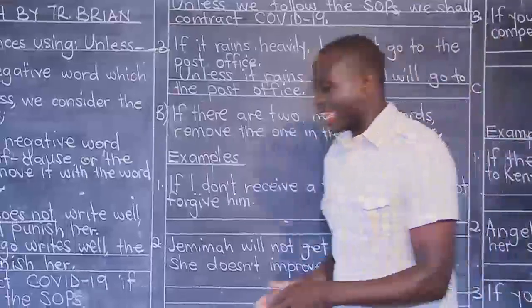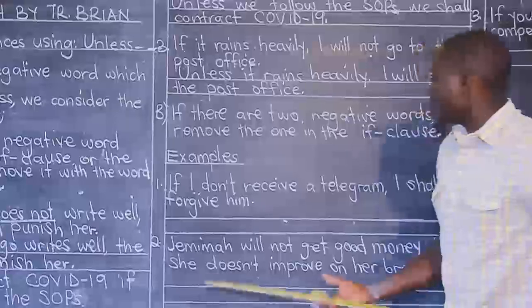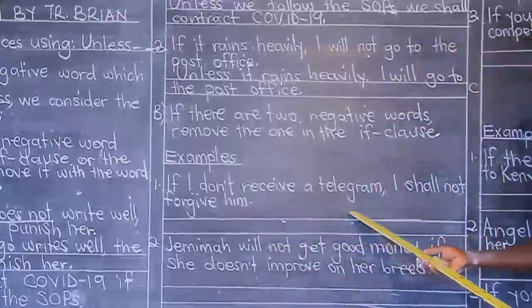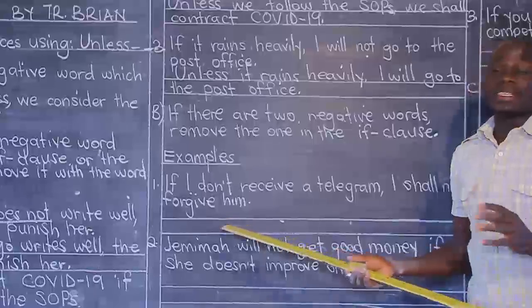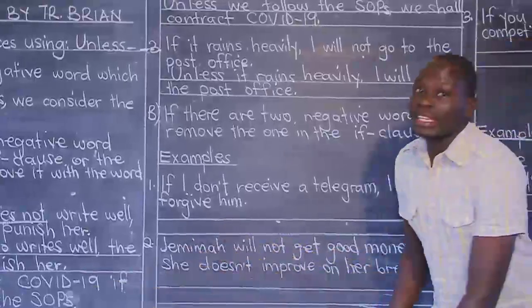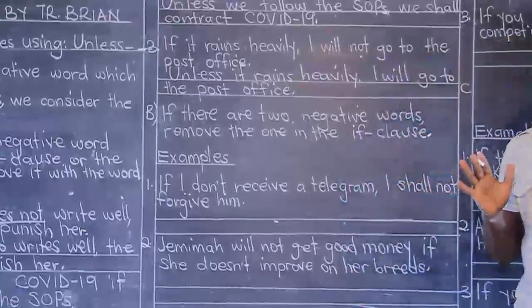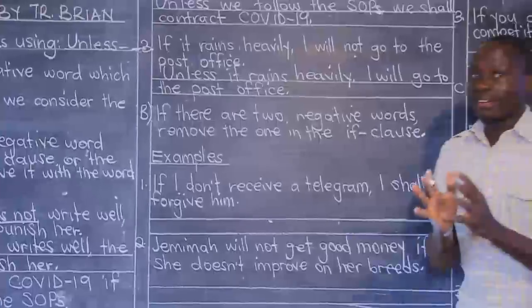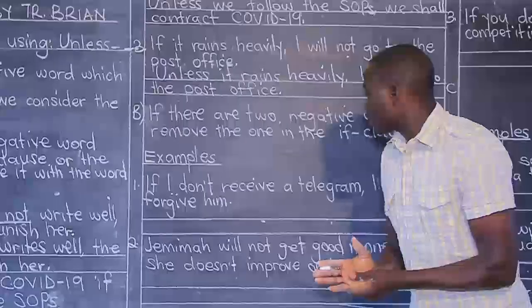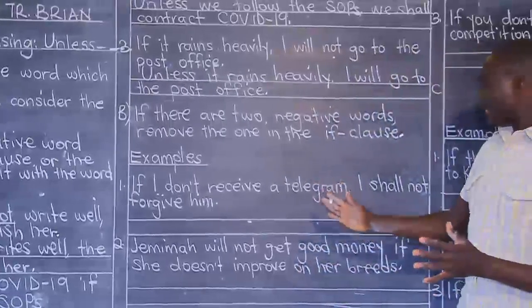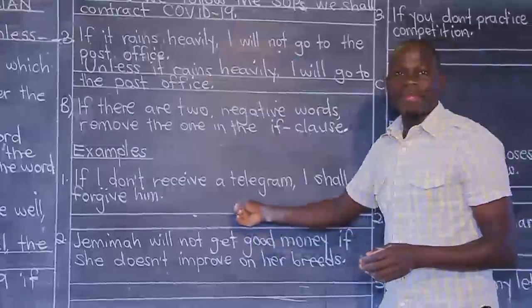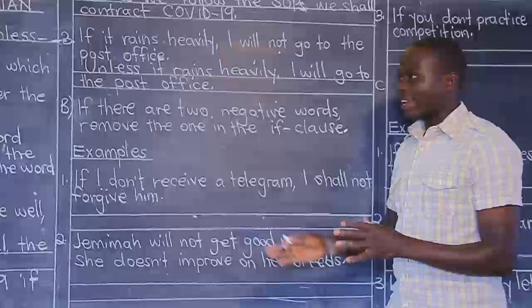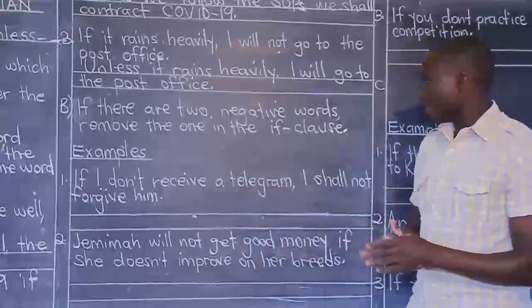Let's look at the examples. We are saying if I don't receive a telegram, I shall not forgive him. A telegram is a message, a kind of message sent through telegraph, okay? Any message that is sent through telegraph is called a telegram. So I'm saying if I don't receive a telegram, I shall not forgive you. I hope you can still remember your P5 vocabulary, and apostrophe this word telegram.